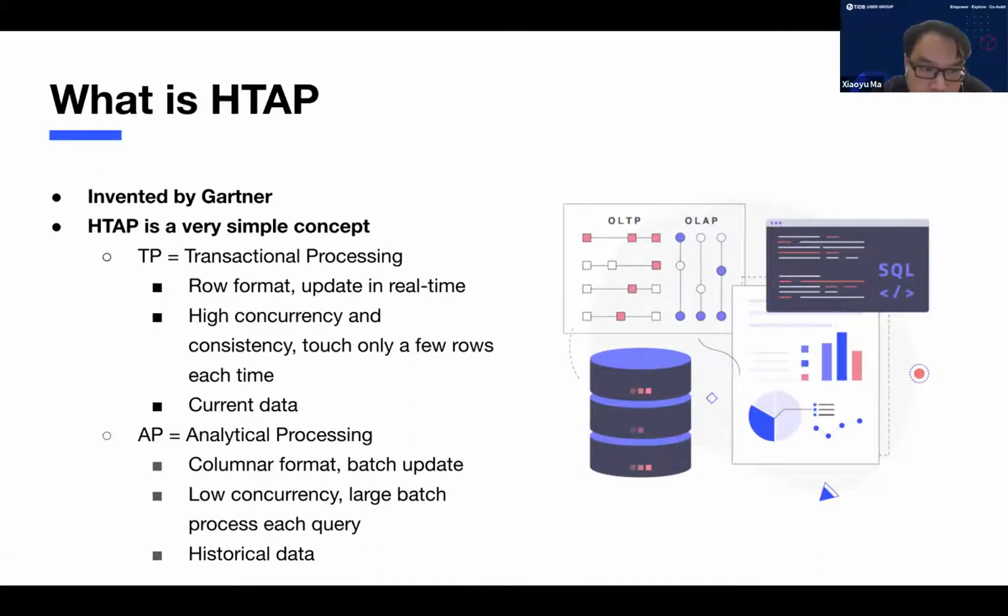For the AP part, it's quite different. Most of the time, they use columnar store, and the updates are in batch. The column store is not very good at high concurrency processing, so most likely they are reporting and low concurrency workloads. The data is processed in large batches, and a lot of the time they store historical data and process historical reports.